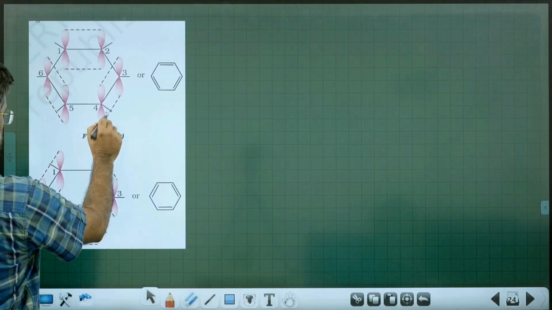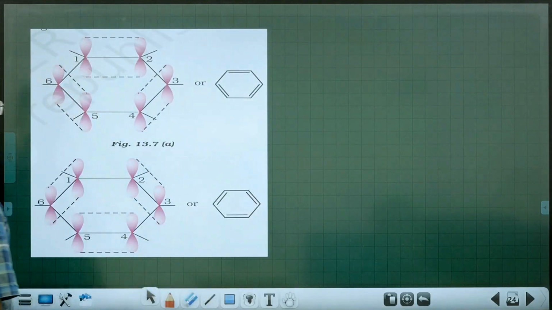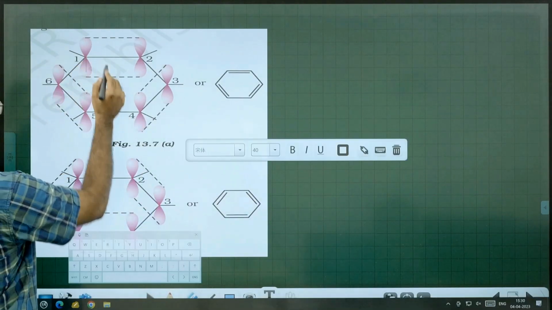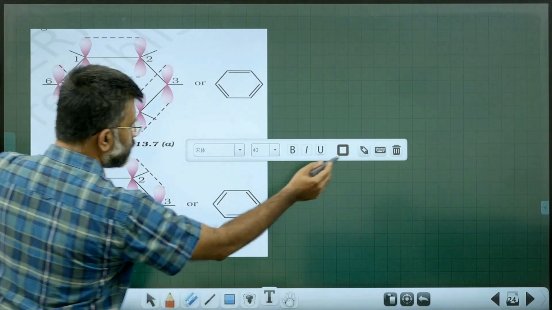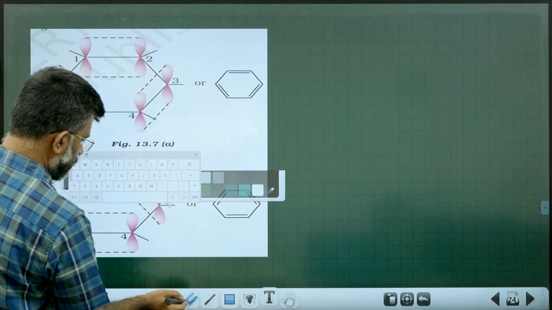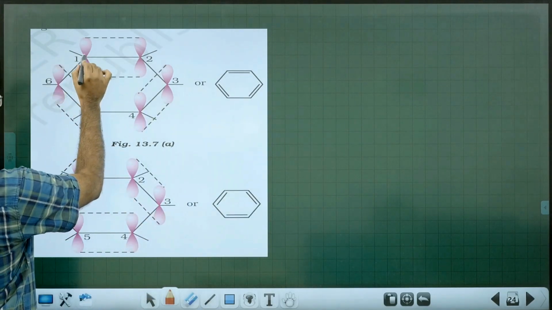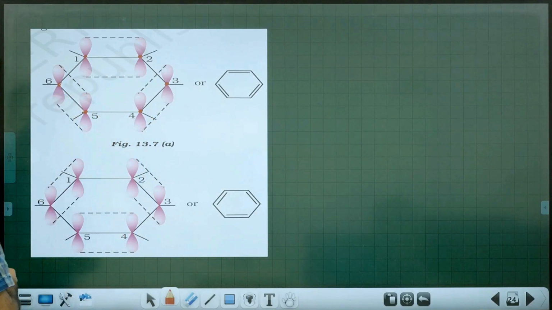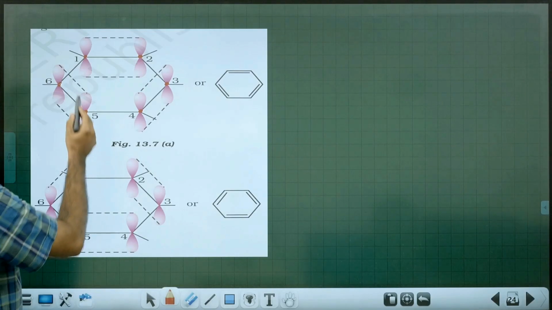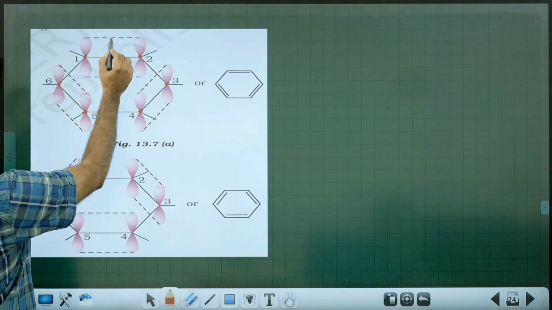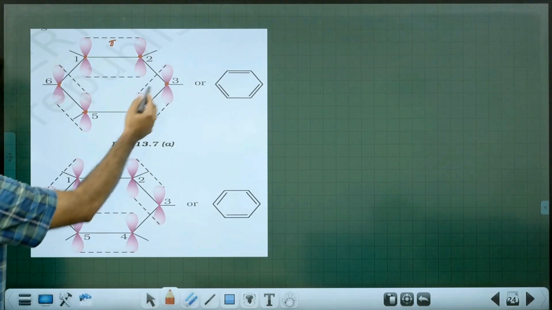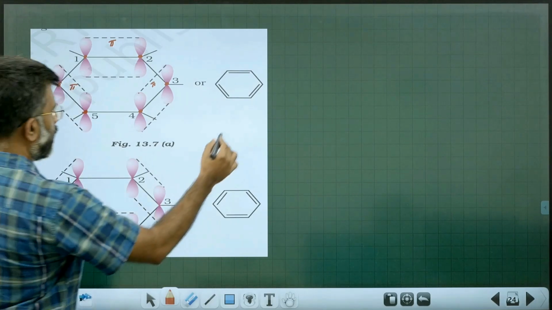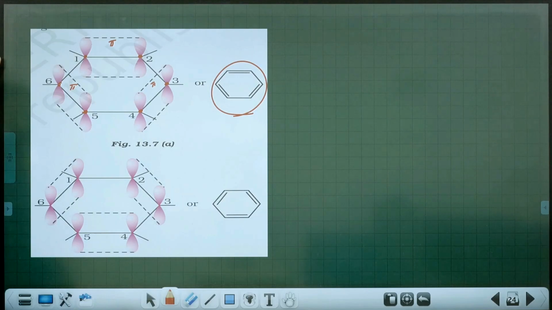you see the two structures, to understand. You see the labeled carbon atoms, 1, 2, 3, 4, 5, 6. You can see in structure 1, the p orbitals of carbon atoms 1 and 2 make a pi bond. Then carbon atoms 3 and 4 make a pi bond. Then carbon atoms 5 and 6 make a pi bond, leading to such a Lewis electron structure.